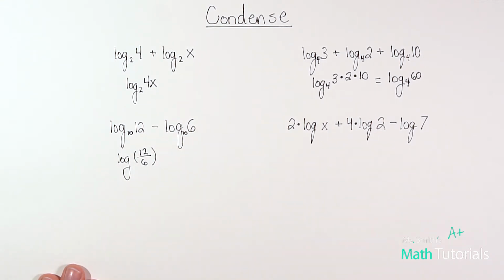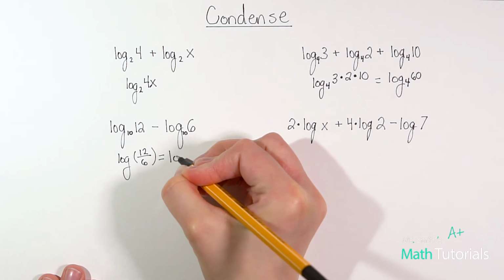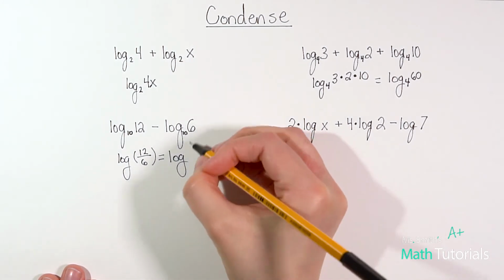And hopefully you're thinking, well, 12 divided by 6, isn't that 2? Yeah, let's, if we can reduce it, absolutely. So our final answer for this would be log, understood base 10, of 2.